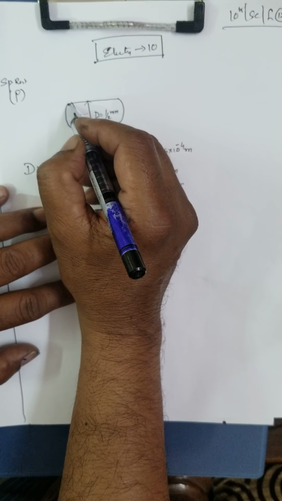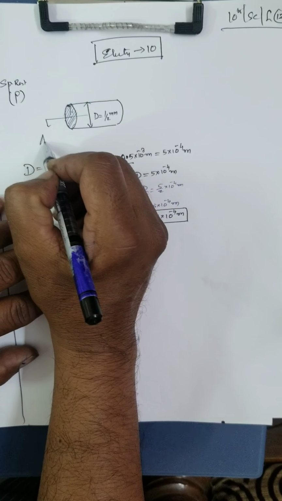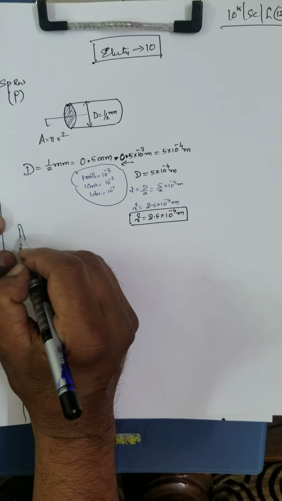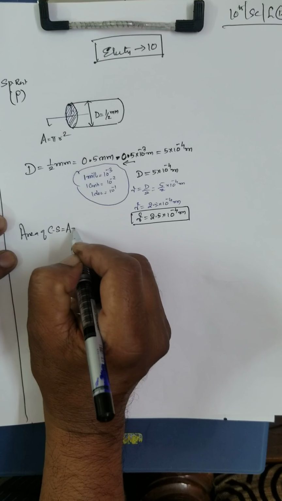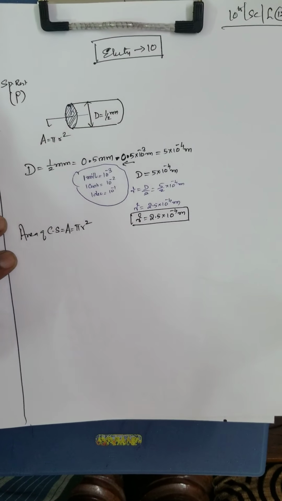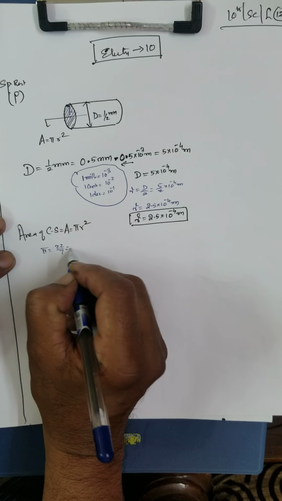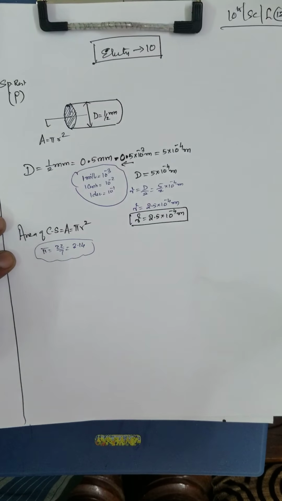Now, what is the area of cross section? Area of cross section, pi r square, isn't it? Therefore, area of cross section A is equal to pi r square. What is the value of pi? Pi is 22 by 7 or 3.14.